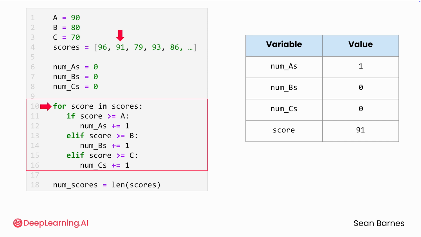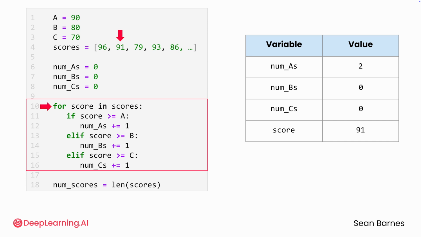In the next iteration, score gets the value 91. The first thing the computer does is check if the value is greater than or equal to A, which is 90, and since that expression is true, it executes the next line to add 1 to the variable num A's, which is now 2. The elif and else blocks are skipped, and the loop returns to the top.